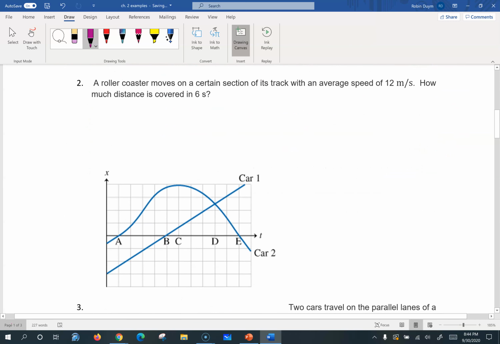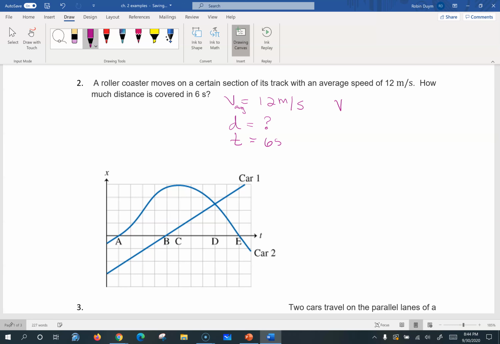Here we go. We have a roller coaster. It moves on a certain section of its track with an average speed of 12 meters per second. So V average is 12 meters per second. How much distance is covered in 6 seconds? So we can just even use D for distance. And the time is 6 seconds.